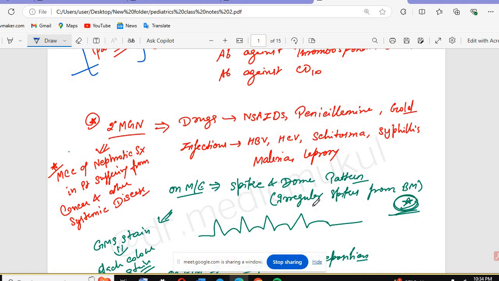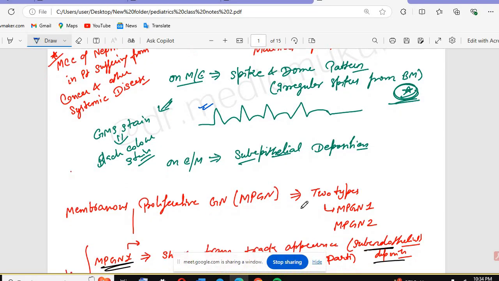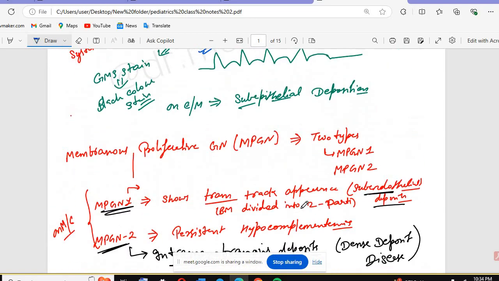For secondary causes, you have to remember drugs like NSAIDs, penicillamine, or gold. Infections include HBV, HCV, schistosoma, syphilis, malaria, and leprosy. On microscopy, you see a spike and dome pattern, irregular spikes from the basement membrane. On GMS stain, you see black staining of the subepithelial deposition.